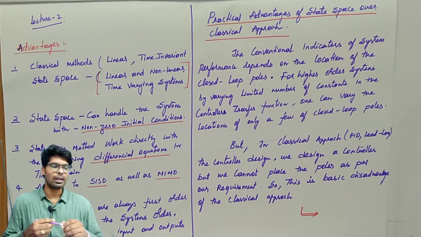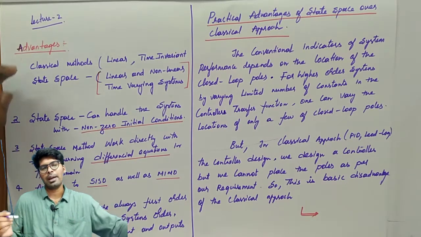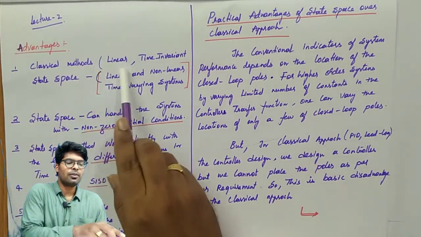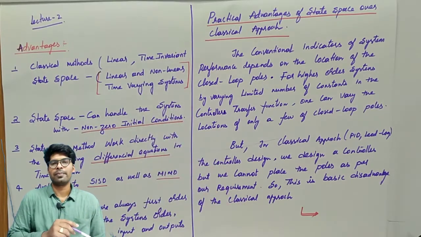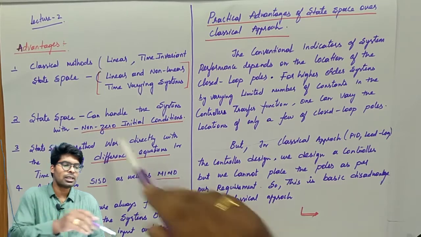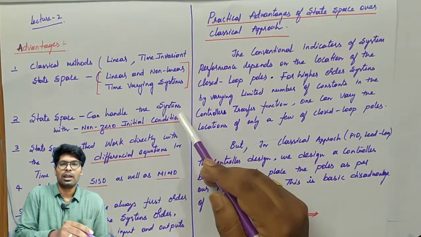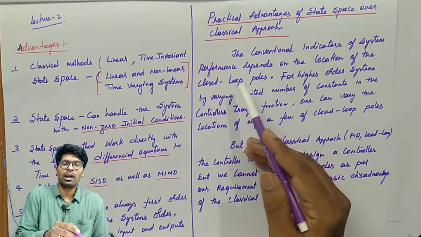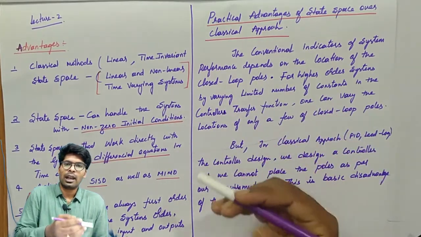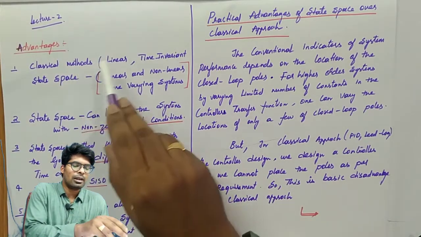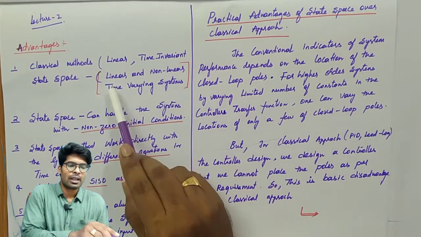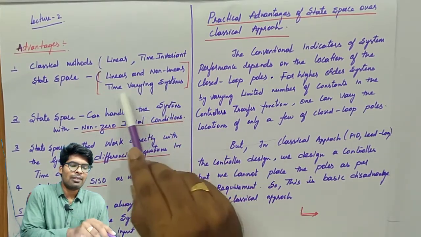Comparing the classical methods and state space, the classical method is used only for linear and time invariant systems. If the system is invariant to time and linear, then only the classical method is applicable, like Bode plot and root locus. For transfer functions, it applies to linear and time invariant systems only. Whereas in state space analysis, you can analyze linear and non-linear systems and time varying systems.